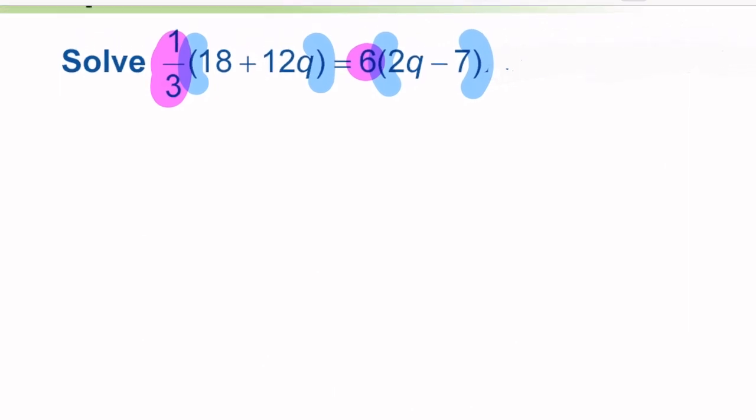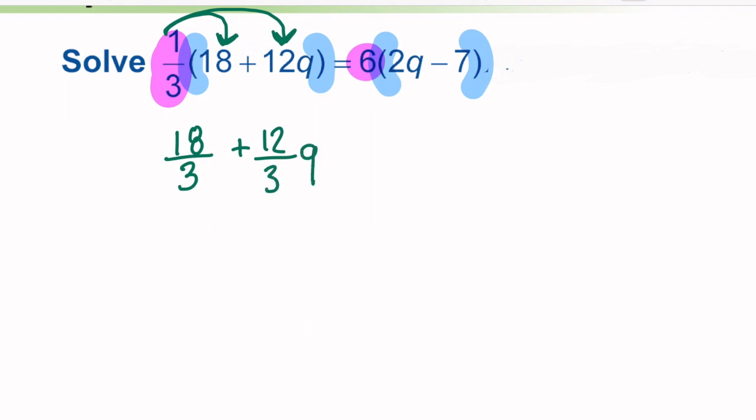Let's start by solving the left side first by distributing the 1/3. When you distribute, it means to multiply. So you're going to multiply 1/3 times 18. We're only going to multiply the 1 times the 18 and keep the 3 on the bottom. And then we have 1/3 times 12q. Once again, 1 times 12 and then keep the 3 on the bottom. So it's 12 over 3.